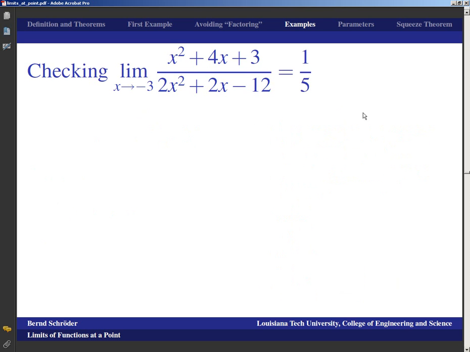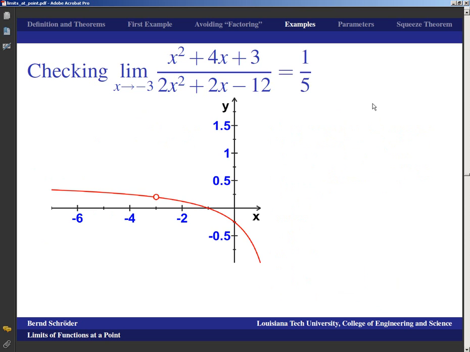Okay, we can also check whether that limit is right, and we can do that graphically, because we can just graph the function, including the hole that exists at negative 3. And then we can just draw the horizontal line 1/5, and 1/5 is a little bit less than 1/4, so that is the line 1/5 here. And that line ought to go exactly through the hole right here, provided that the limit is correct.